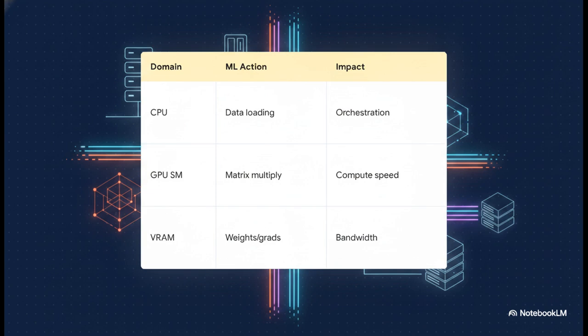And finally, we have the GPU memory clock. This controls the bandwidth between those SMs and the VRAM. So if you've got memory-bound workloads, think handling huge models or massive batch sizes, this bandwidth literally dictates how fast you can feed data into that math engine.